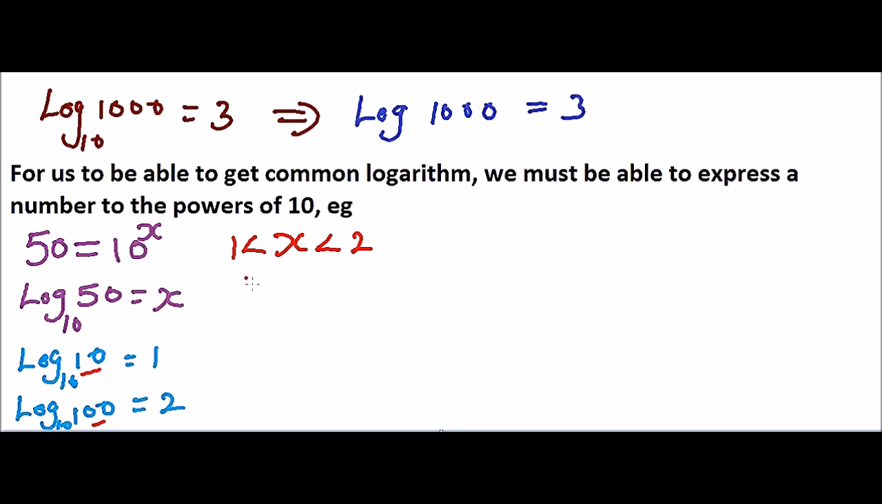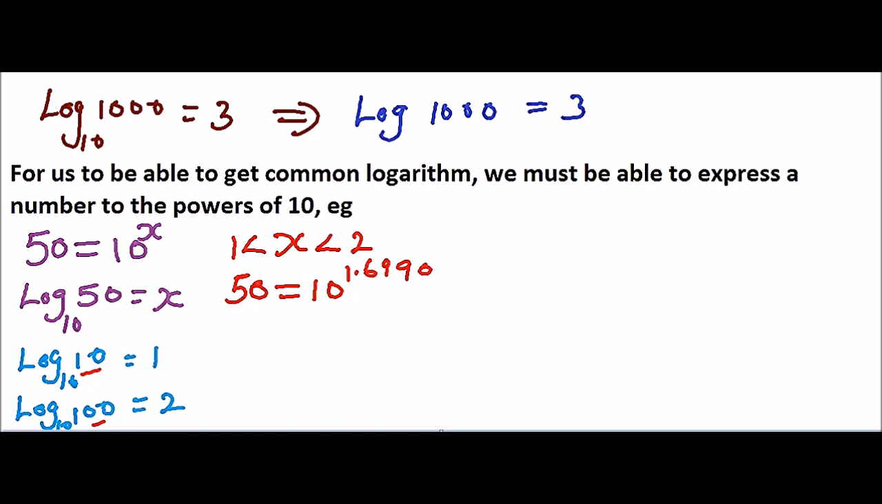So we can do that by calculation. I will not show you the calculation for now, but we can write 50 is equal to 10 to power 1.6990. So that is the number. That is how we can express 50 to the powers of 10.